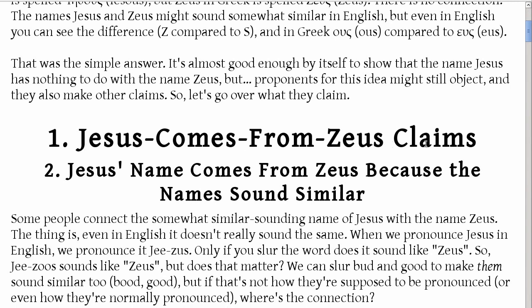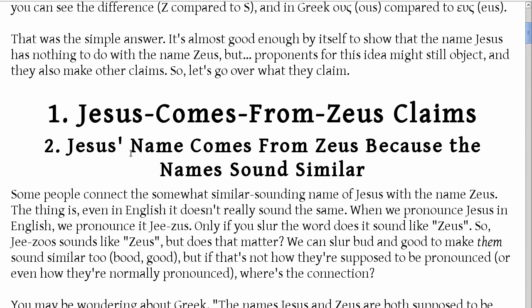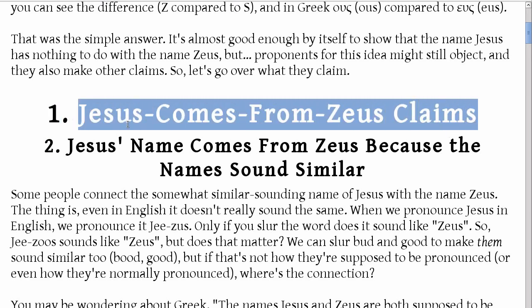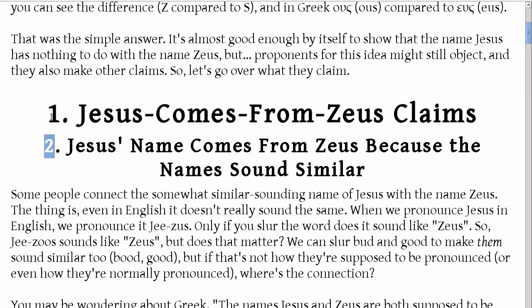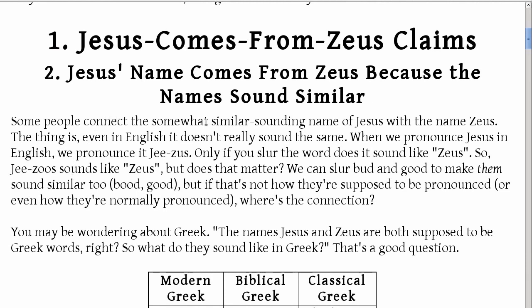Jesus comes from Zeus claims. Jesus' name comes from Zeus because the names sound similar. You might notice that I have numbers here. This represents that this is a top level title or topic. 2 is below 1, and then below 2 you'll see 3, and so on, so that you can kind of see the flow of the document. I decided to add that in, so now you know. Some people connect the somewhat similar sounding name of Jesus with the name.